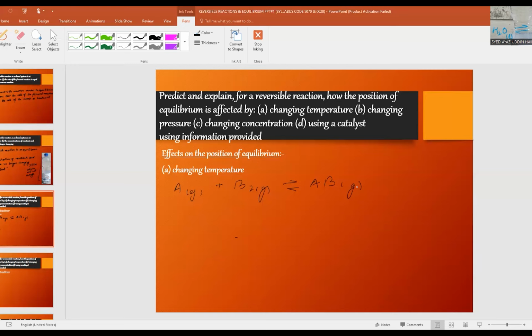Forward reaction is exothermic, which means the reaction releases heat. Delta H is equal to minus. So if we increase the temperature of this reaction, the equilibrium will shift to the reactant side.